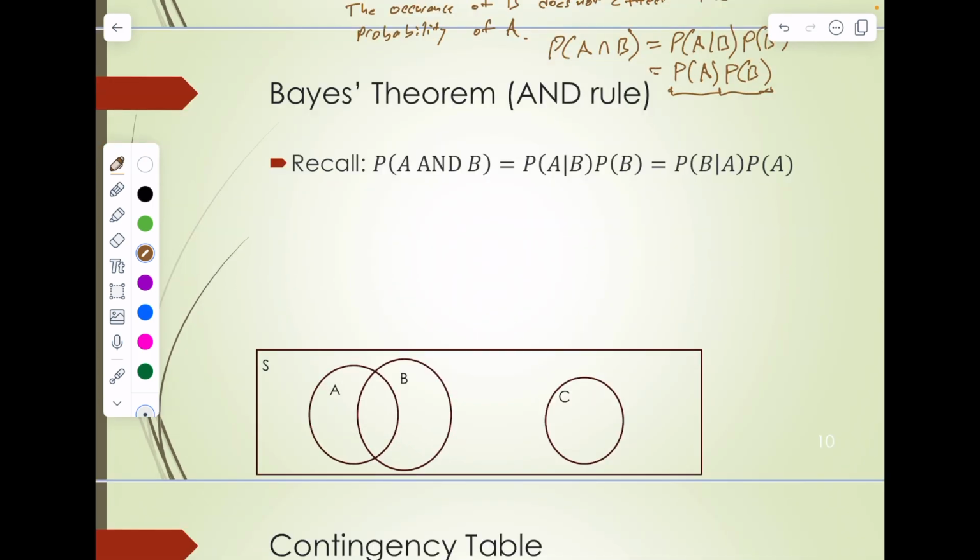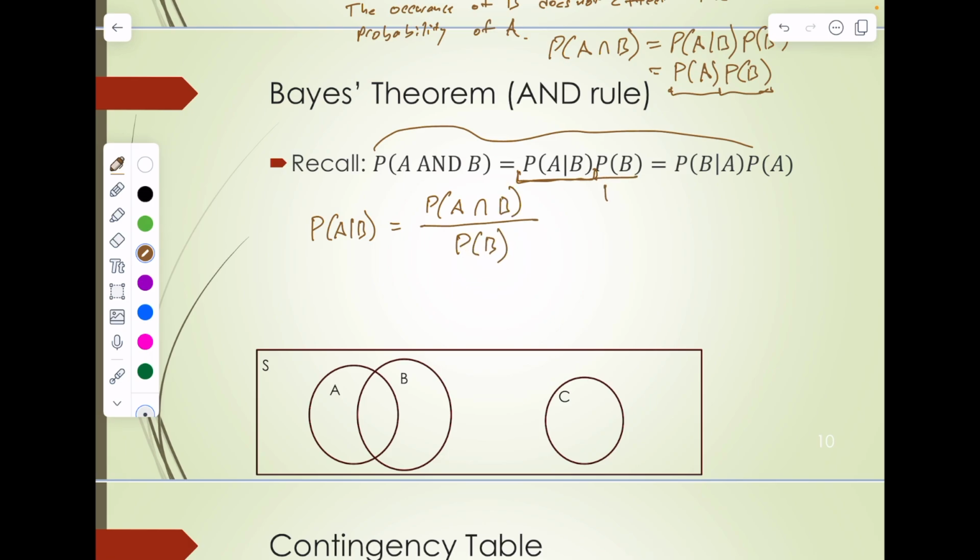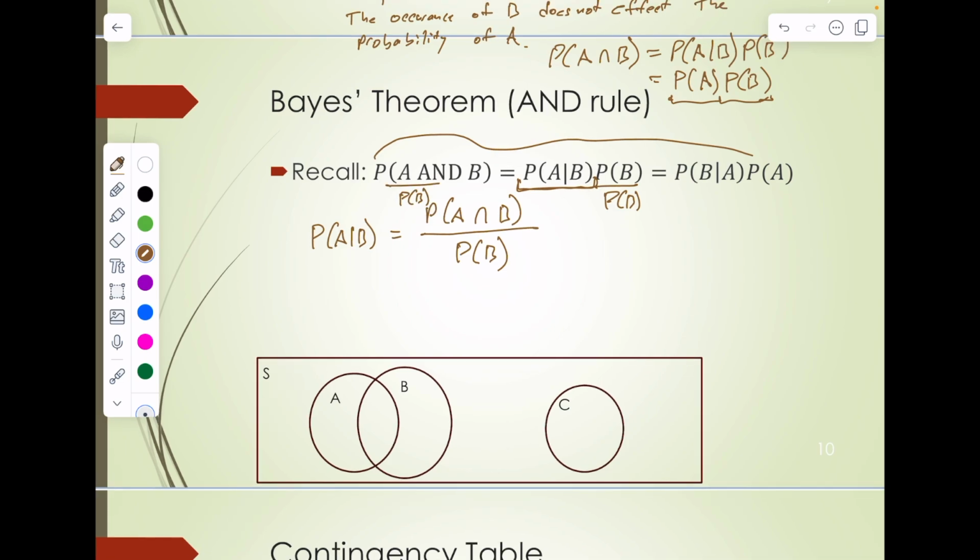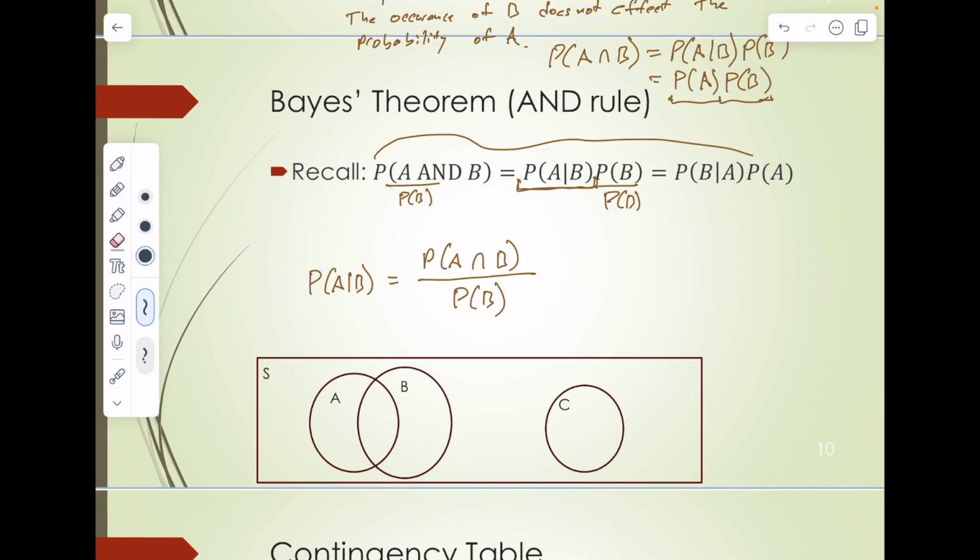Okay, Bayes' theorem and a little bit of a Venn diagram to help us see some things. Bayes' theorem is just a way of writing A given B, probability of A given B. So recall this multiplication rule from the previous slide. If I solve for A given B, I'm going to get the probability of A given B is going to equal the probability of A and B over the probability of B, right? I just divide both sides by the probability of B. And so this right here is Bayes' theorem, or Bayes' rule. And it uses the AND rule.